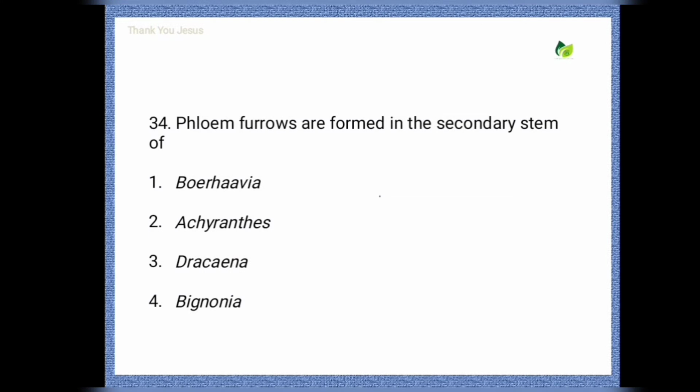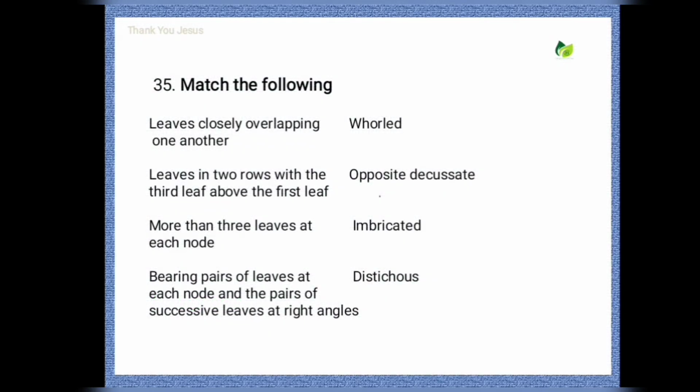Phloem furrows are formed in the secondary stem of. Options are Boerhaavia, Achyranthes, Dracaena, Bignonia. Correct option is Bignonia.